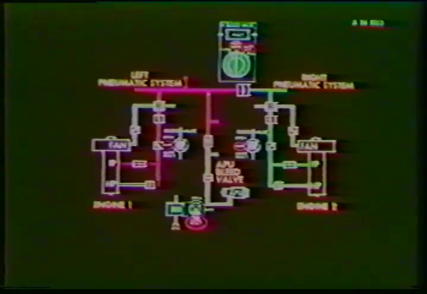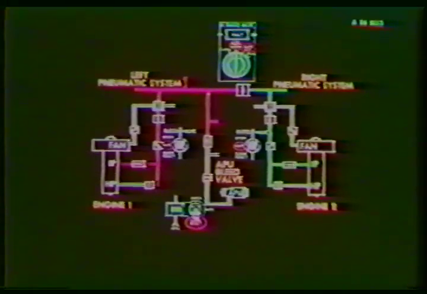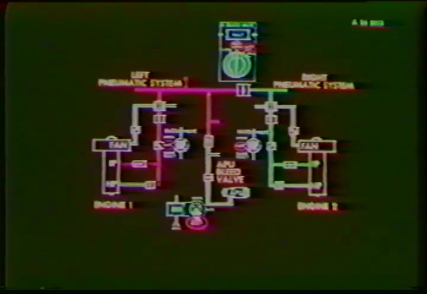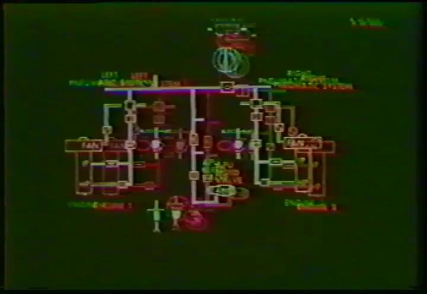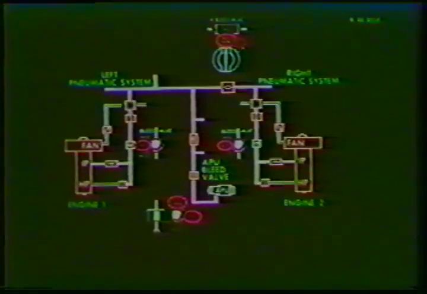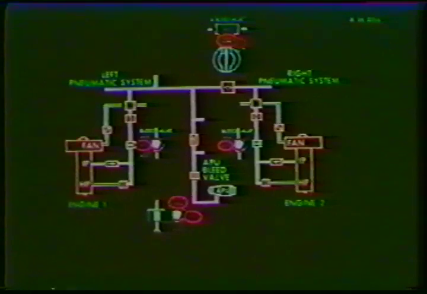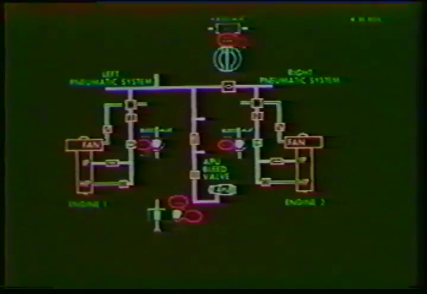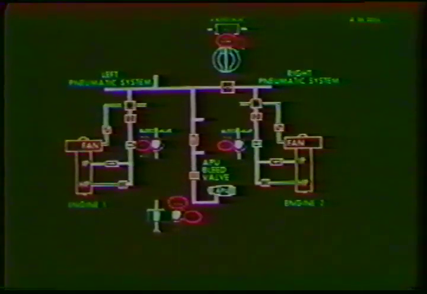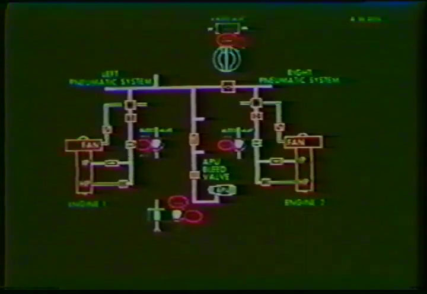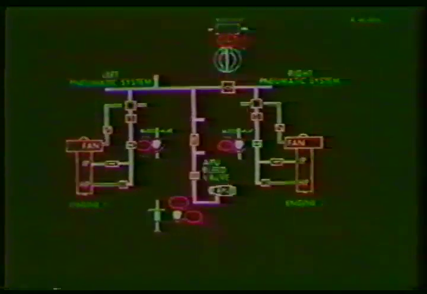When the APU bleed switch is in the closed position, the bleed valves are free to open and the cross bleed valve is closed. When the APU bleed switch is selected to auto or open, the cross bleed valve will automatically open. The bleed valves will receive a signal to close even if they are selected to open.